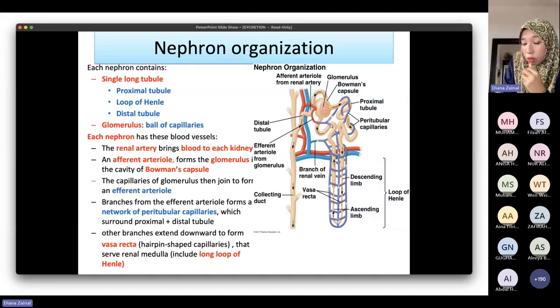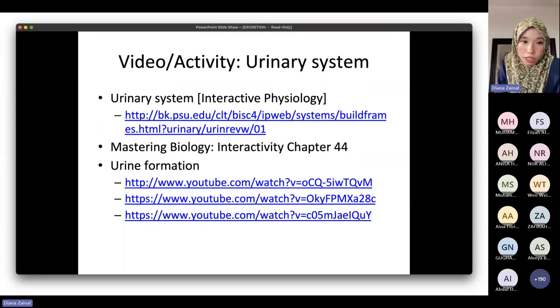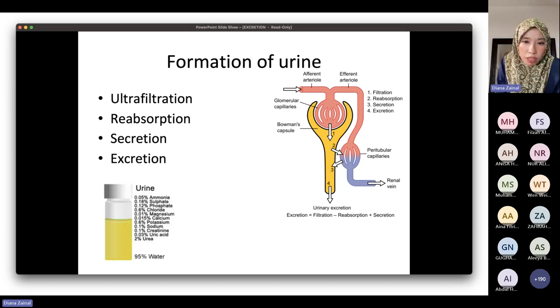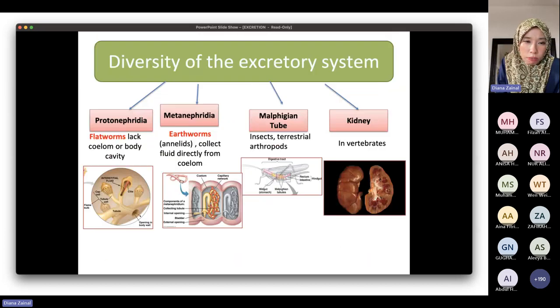Because the whole nephron must have blood capillaries. As I said, for secretion and reabsorption to happen, the tubule and capillaries are close to each other, so the process can happen really quickly and easily. No need to travel far for it to happen. It's going to be really quick. So that's why it is surrounded. The tubule is surrounded by the blood vessels.